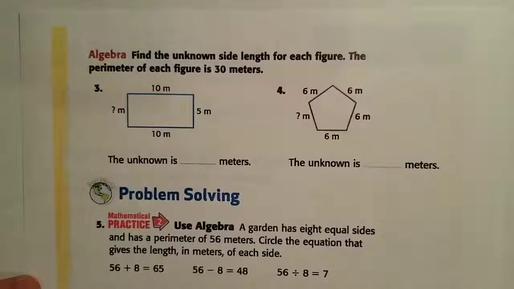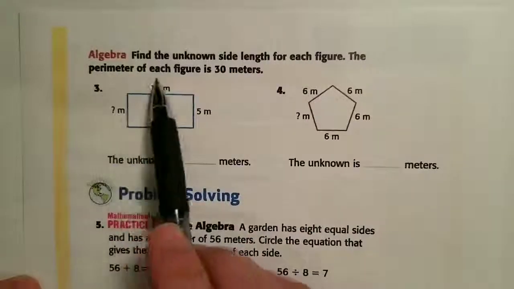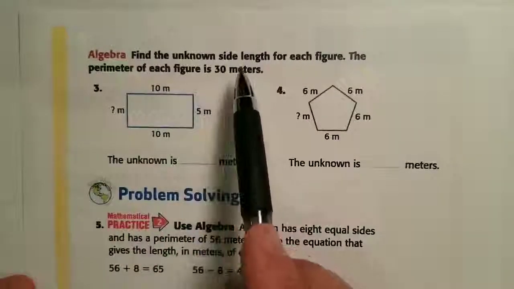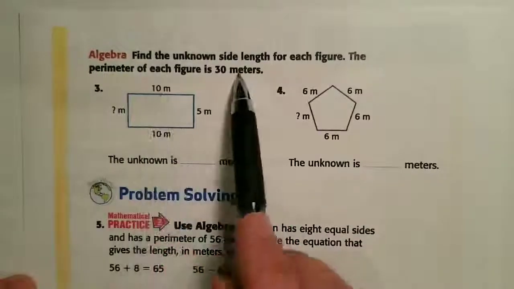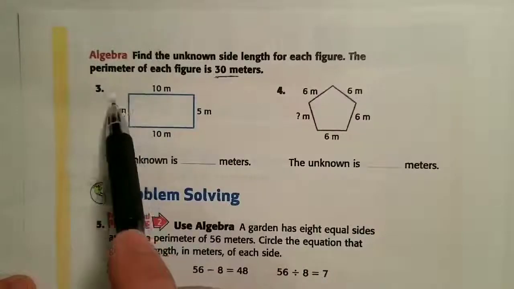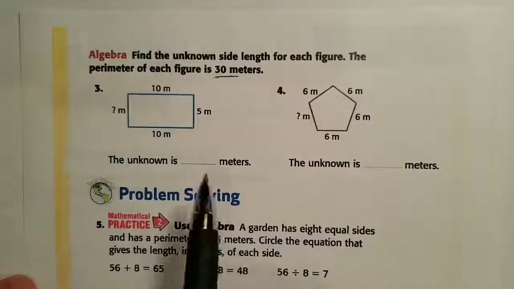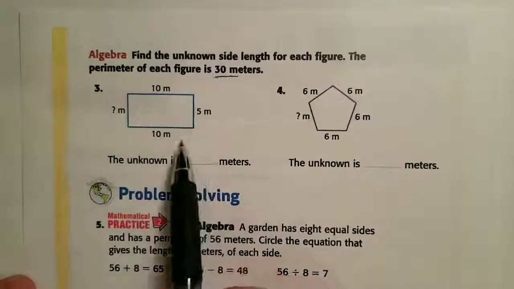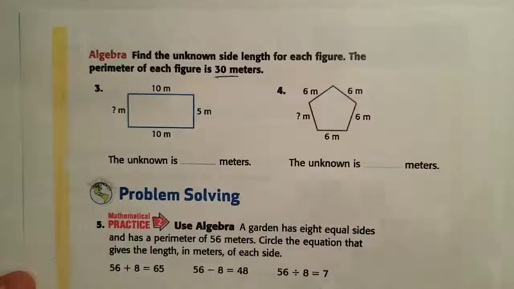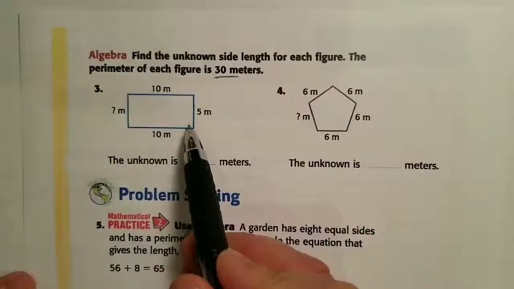All right, for this section, it's asking us to find the unknown side length for each figure. The perimeter for each figure is 30 meters. So perimeter is already given, it's 30. We have to figure out this missing number and this missing number right here, okay? We will do it like it's really intended, but these are super simple cases.